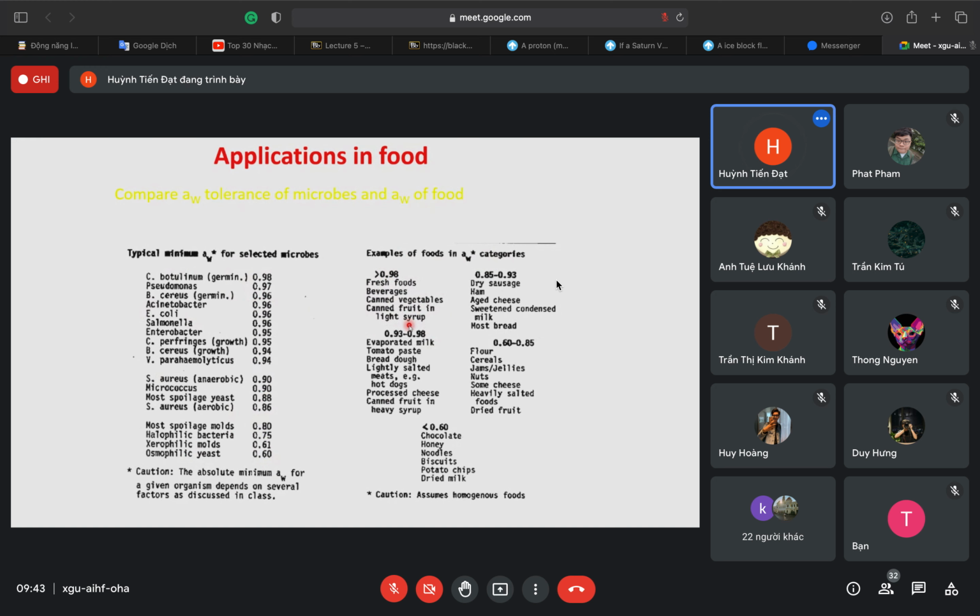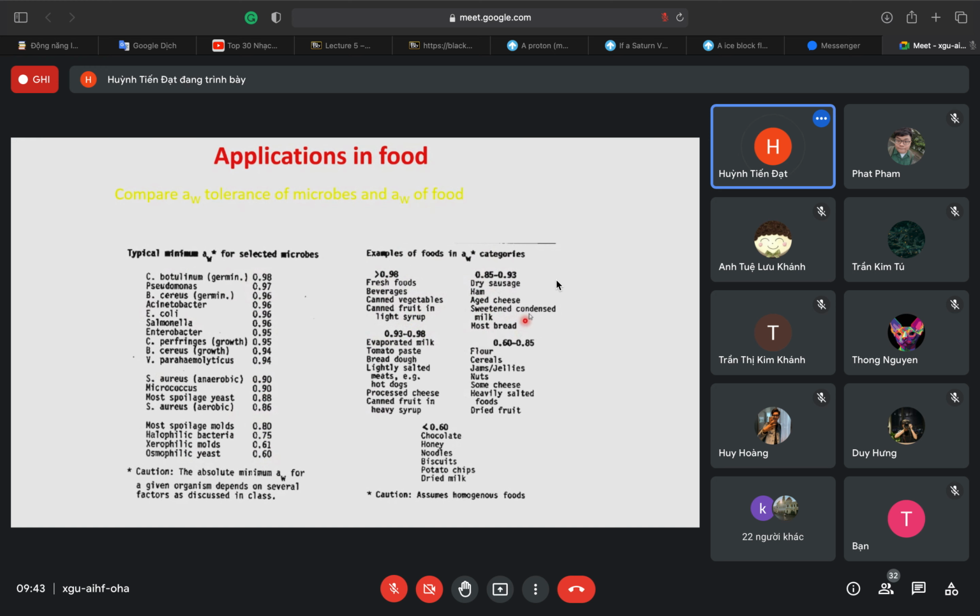when handling. They got the water activity 0.93 to 0.98. You got some products here. This one is also in the range where a lot of pathogens can grow. From 0.85 to 0.93, they got the dry sausages, ham, egg, cheese, and sweetened condensed milk. Have a look here.